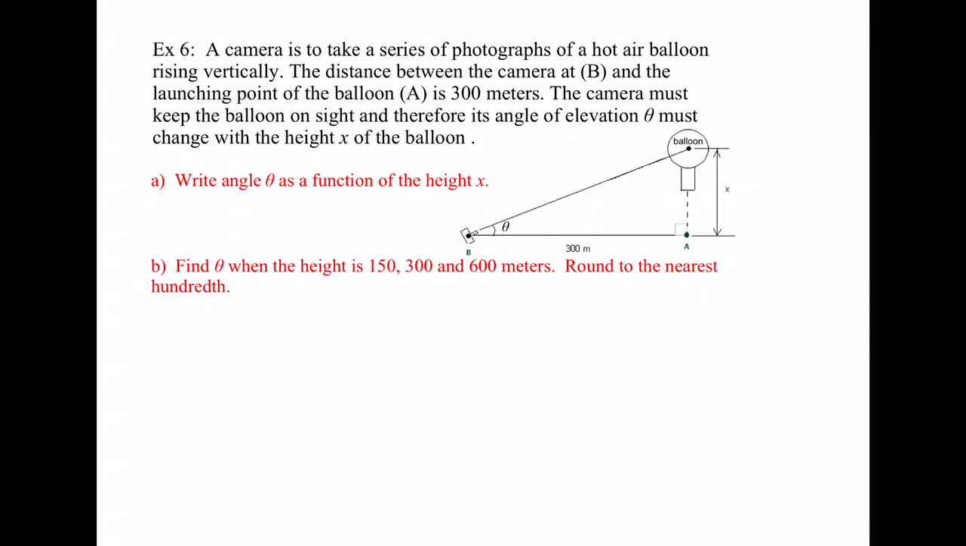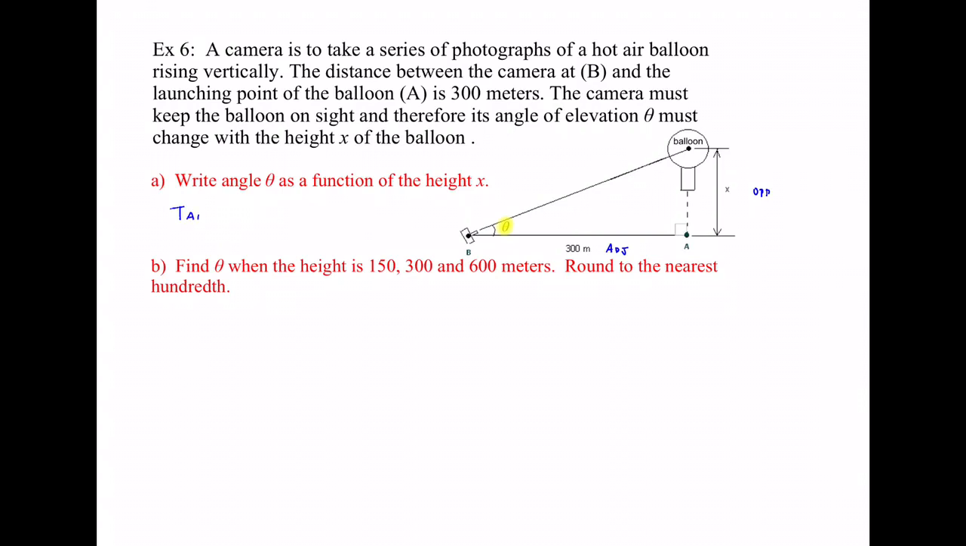Alright, so hopefully you took an opportunity to kind of read through this and try to see if you can write that function. So one thing in terms of where theta is located, theta is this angle down here with angle B. What trig function will we use? Well, we have the opposite side in terms of x, and we have the adjacent side in terms of the 300 meters. So that would be our tangent function.